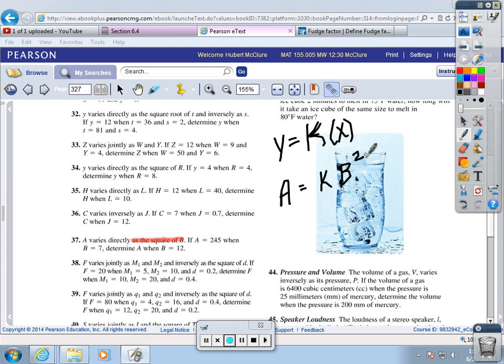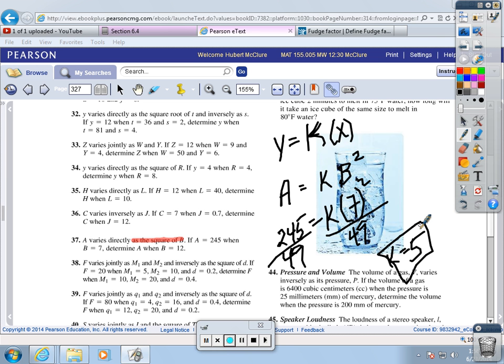The second part, A is equal to 245 and B is equal to 7 squared. So divide by 49 on both sides. And K is equal to, what's 245 divided by 49? 5? That's nice. And now take that, plug it back in. A is equal to 5 times B squared.